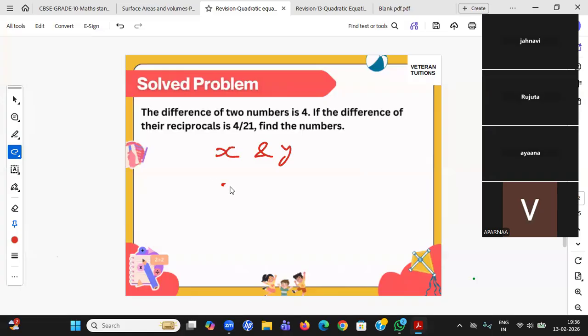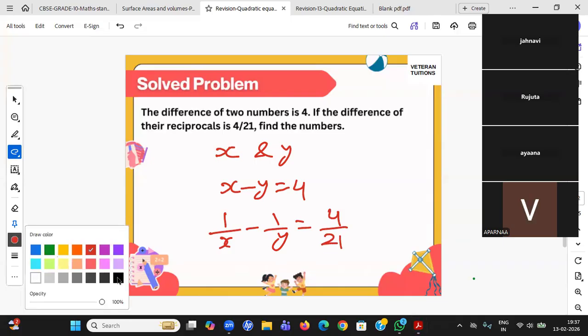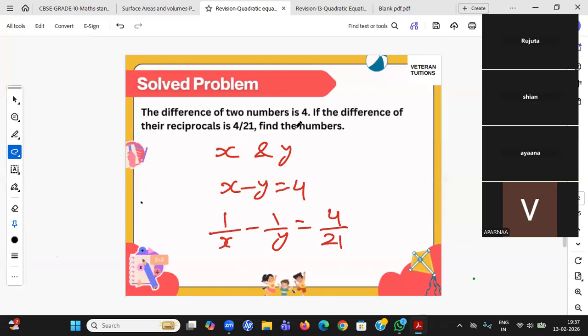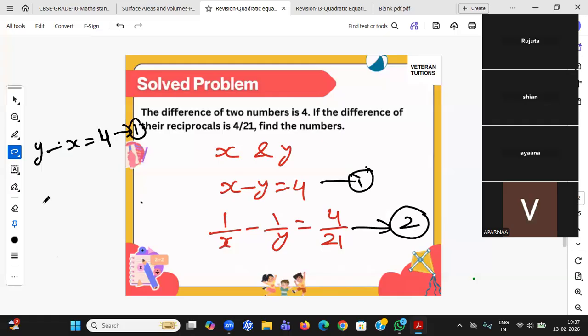Then x minus y is equal to 4, and 1 by x minus 1 by y is equal to 4 by 21. Very good. And then we have to take the LCM. Yeah, there is a little issue here. Yes, Harshini, is it right, beta? Equation 1, equation 2. Sir, it can be reversed also. y minus x is equal to 4. So you want to take y minus x equal to 4? So both are possible, right? So we'll have two cases. If you are taking y minus x equal to 4, this is equation number 1. What will be equation number 2?